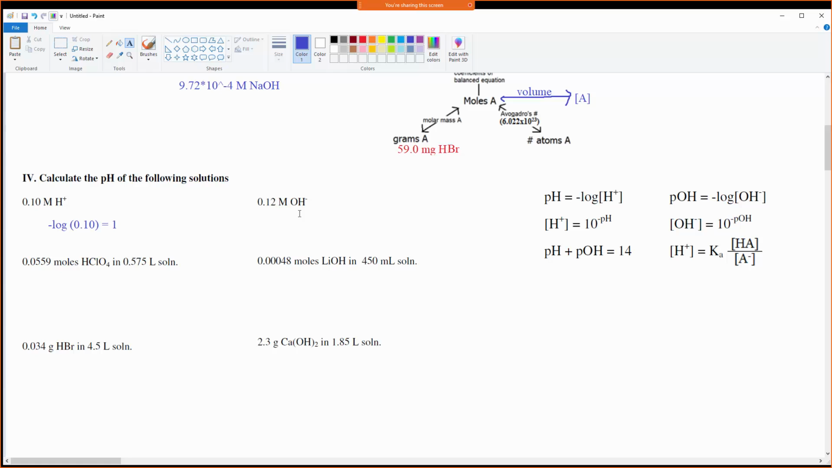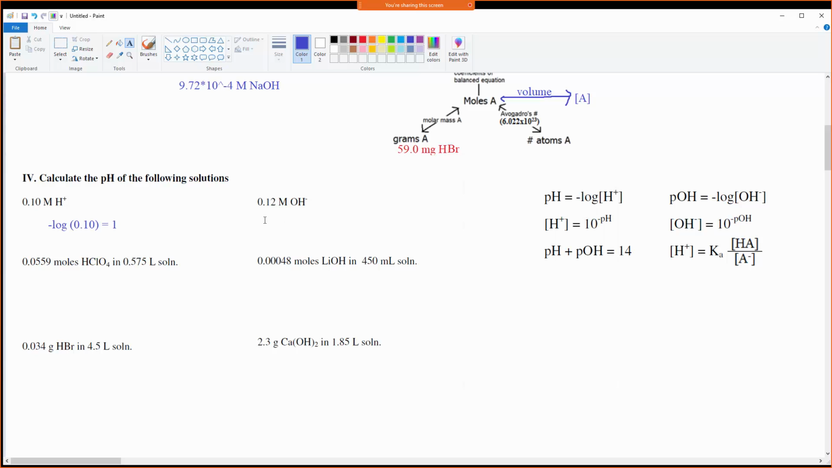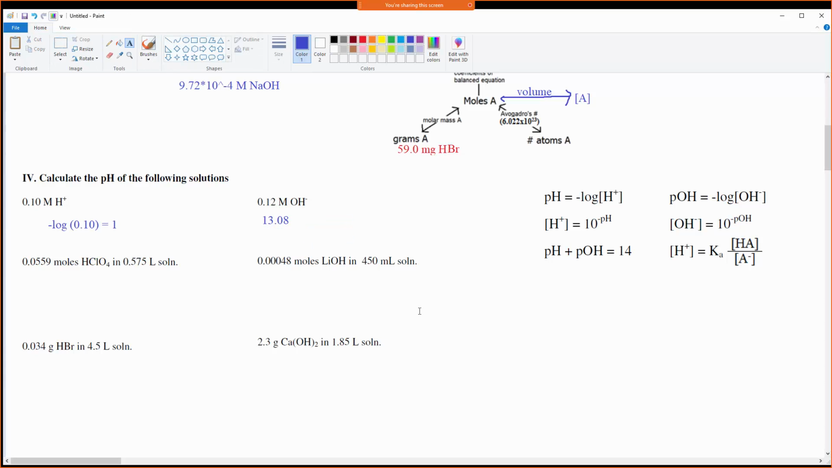If it's the hydroxide, I can use that to find the pOH directly, and then I can plug it into this equation to find the pH. So I can take the minus log of 0.12, log minus, okay, now subtract that from 14, so minus plus 14, and that gives me a pH of 13.08. You guys remember how to do those?